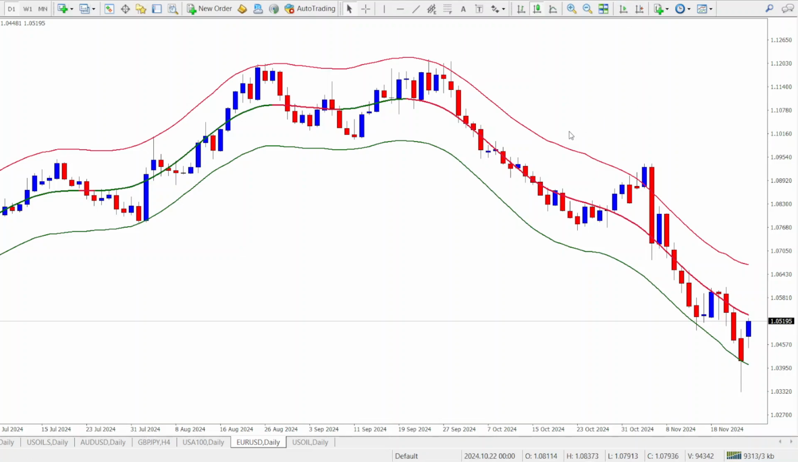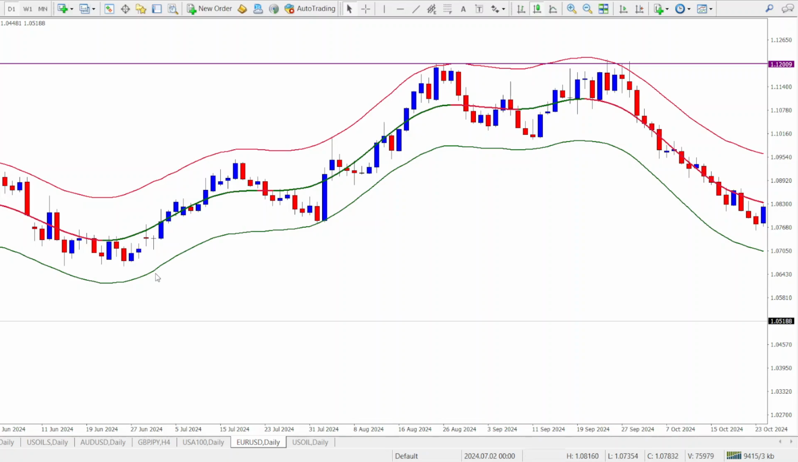Now how do you use this indicator to identify good trading opportunities? Looking at the chart, we can see that the red band, which is the upper band, is serving as a dynamic resistance. Most of the time when price gets to the upper band, we have a rejection. As we can see here, there was rejection here and here as price got to the upper band, which was serving as dynamic resistance.